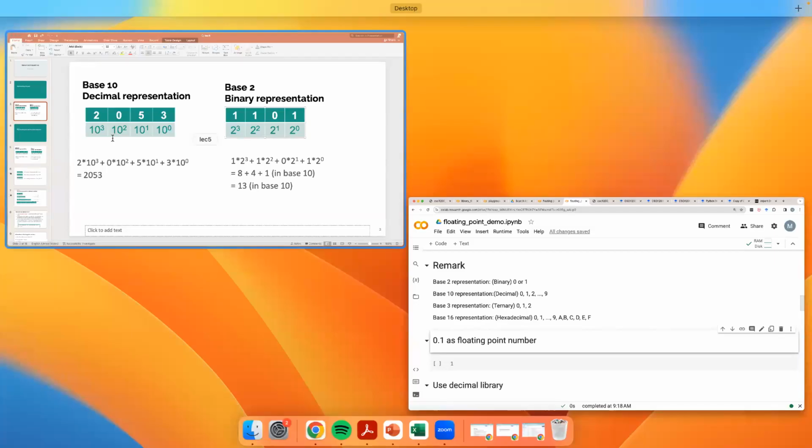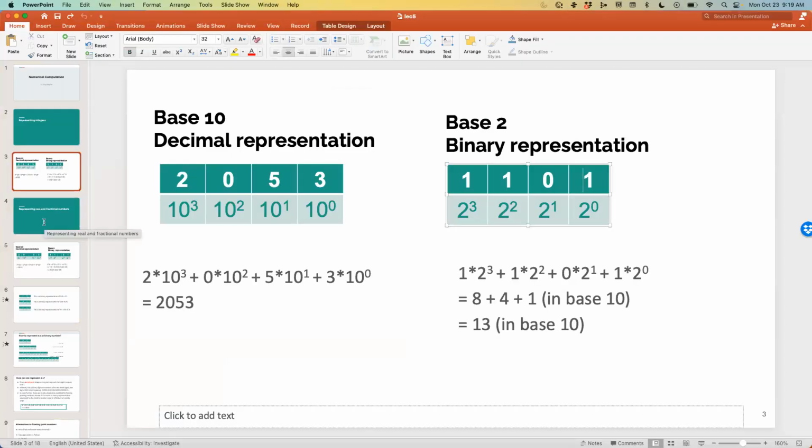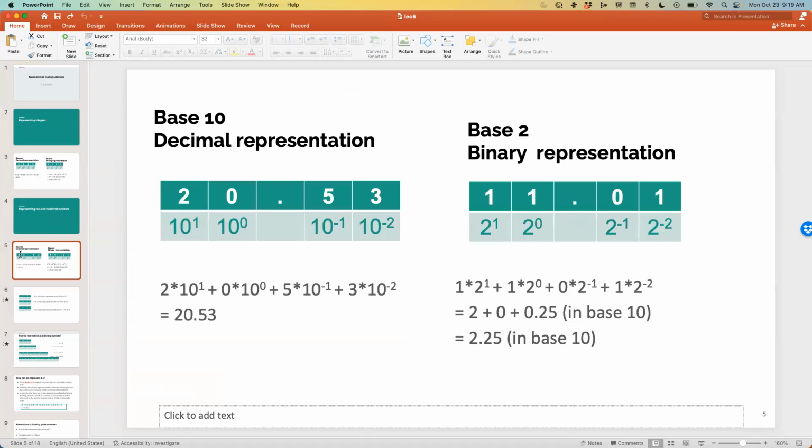Okay. Now, we're going to extend integers to floating point numbers, where we accept decimal points. All right, so in base 10, the decimal representation, we have a dot here. Everything before the dot will be the same. The digits before the dot are multiplied by some power of 10. We start off with 10 to the power 0, followed by 10 to the power 1. So 20 will be 2 times 10 to the power 1 plus 0 times 10 to the power 0.